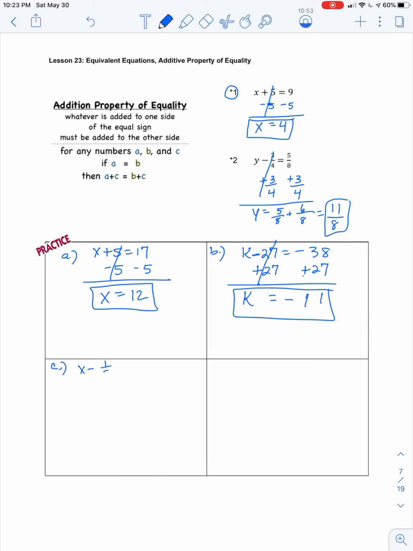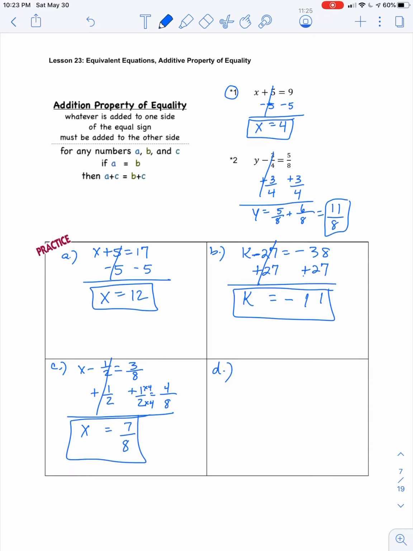Letter C, x minus 1/2 equals 3/8. We want to isolate the variable, so I'm going to add a half to both sides because that would give me 0 here. And let's change this to something over 8. We multiplied by 4. We get 4/8, so it's 3/8 plus 4/8, and we get 7/8.